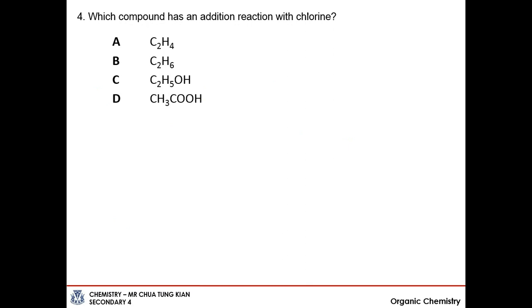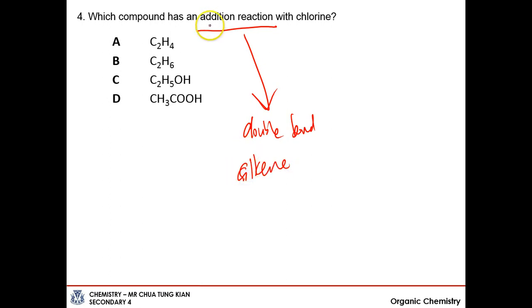Okay. Which compound has an addition reaction with chlorine? So addition reaction, you must remember straight away. Addition means you must add across a double bond, which means that the compound must be what? It must be an alkene. Okay, addition reaction. Straight away, double bond. Double bond means must be an alkene. Alkene general formula CnH2n. So if you look across, which one could it be? It is number A, C2H4 or ethene.